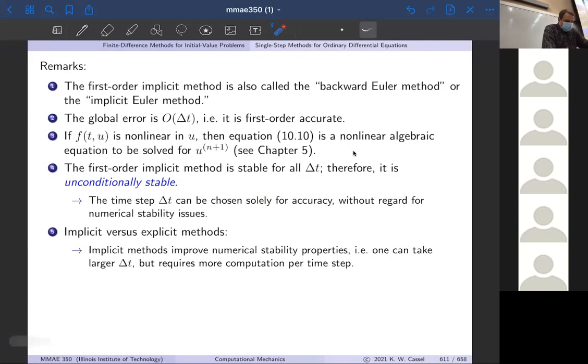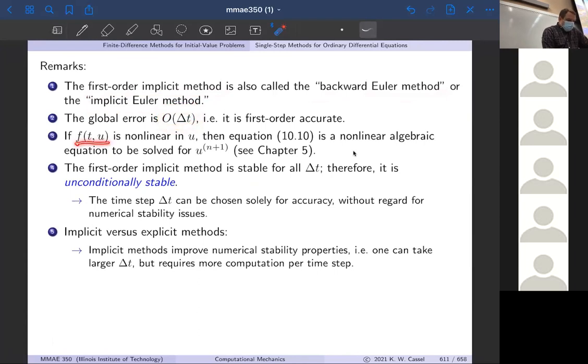All right, some similar comments. There are some different terms. Some people call it the backward Euler method in contrast to the forward Euler method, or the implicit Euler method in contrast to the explicit Euler method. Again, I prefer the first order implicit method name to make it explicitly clear exactly what we're doing. The global error is still only order delta t. It's still only first order accurate, so we have not improved on the accuracy issue.